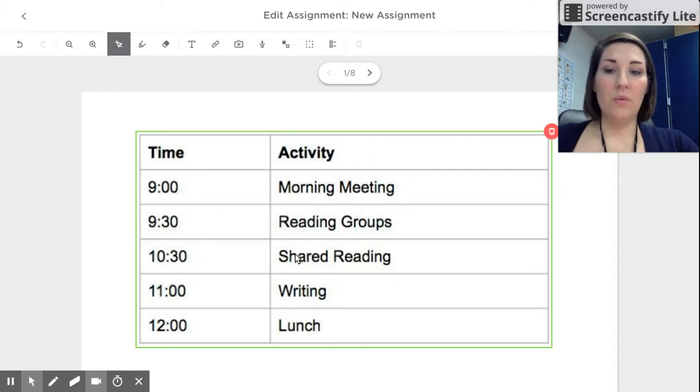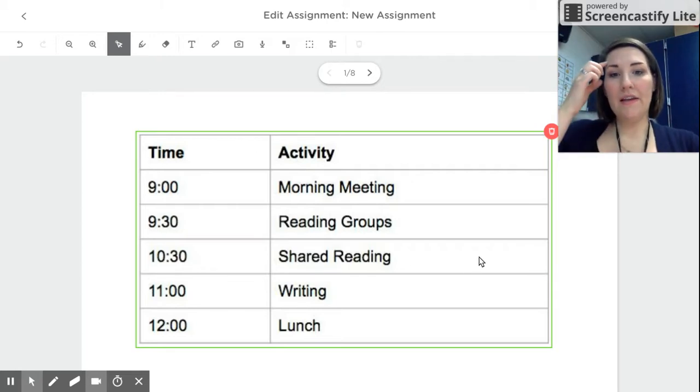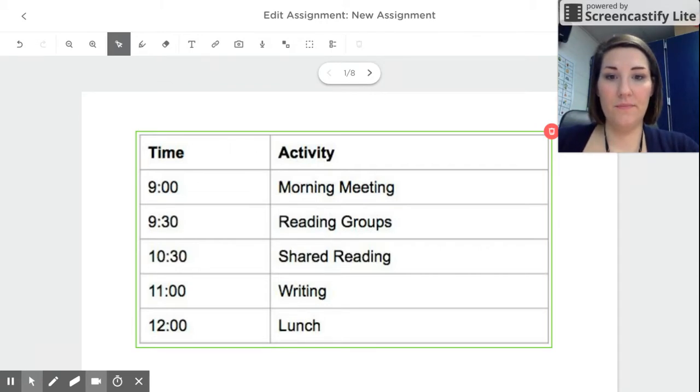And then using words like before. So if I asked, what happens before shared reading? Think to yourself, what happens before shared reading on our schedule here? So if I'm looking at before, as I'm looking at my schedule, I know it starts early in the day up at the top, and as the day progresses and it gets further and further throughout the day, we go down the schedule. So if I'm looking at shared reading right here, and I want to know what happens before, I go above it and see that reading groups is at 9:30 right before shared reading. If I want to know what comes after, then I go below. So I keep going down the list.